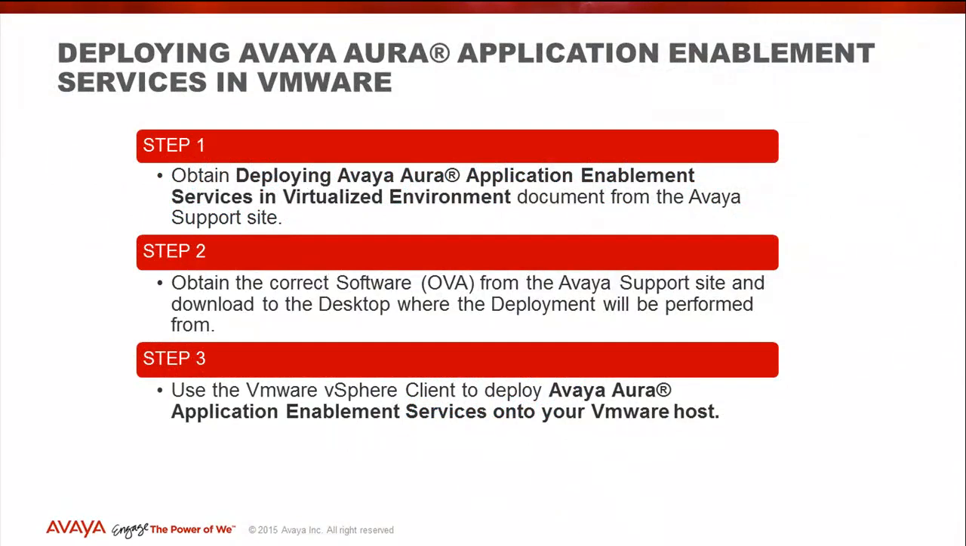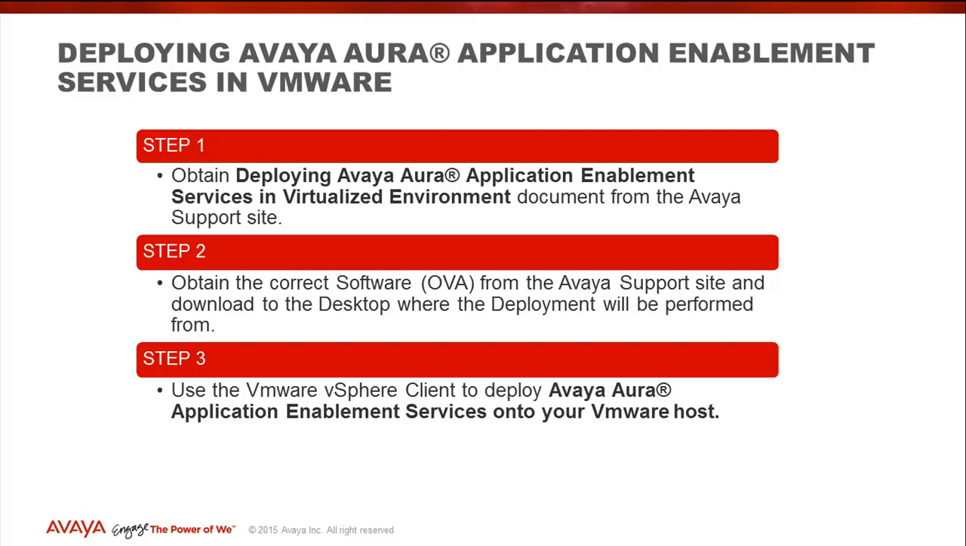When you are just looking at deploying Application Enablement Services, or AES, in VMware, I see it as a three-step process. Step 1. Obtain the deploying Avaya Aura Application Enablement Services in a virtualized environment document from the Avaya support site. This document provides additional planning and requirements information, as well as step-by-step instructions of deploying AES in various different virtualized environments. Reviewing this deployment guide is definitely the first step that needs to be done prior to deploying the AES.